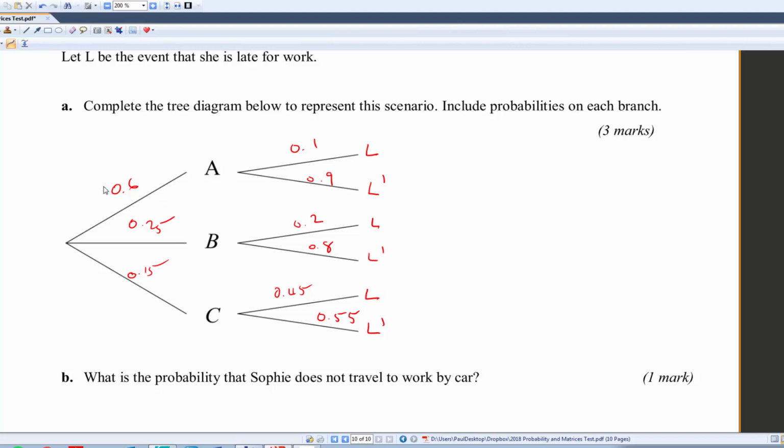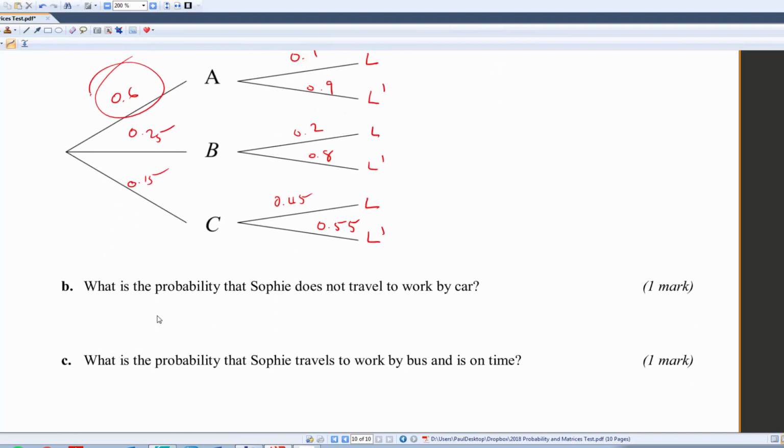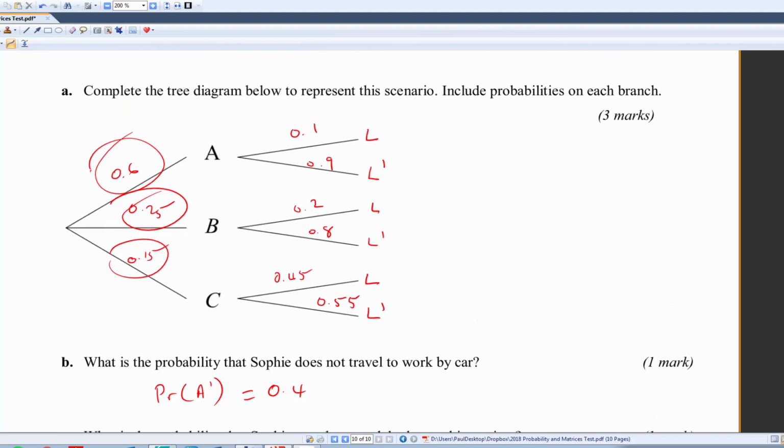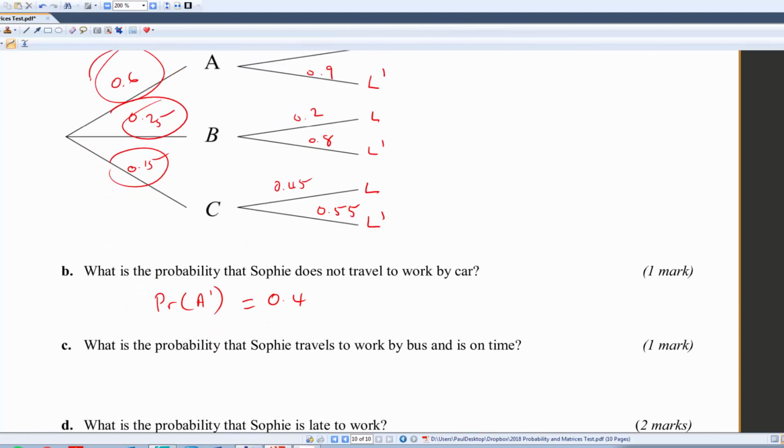So for the first one there, not travelling to work by car: the chance of her travelling to work by car is 0.6, so the probability of not travelling to work by car is equal to 0.4. Also, the chance of her travelling by bus and cycling. So you could have done either. Probability that Sophie travels to work by bus and is on time. "And" means we multiply the two probabilities together. So that's bus and not late. So it's going to be 0.25 times 0.8, which is a quarter of 0.8, which is 0.2.